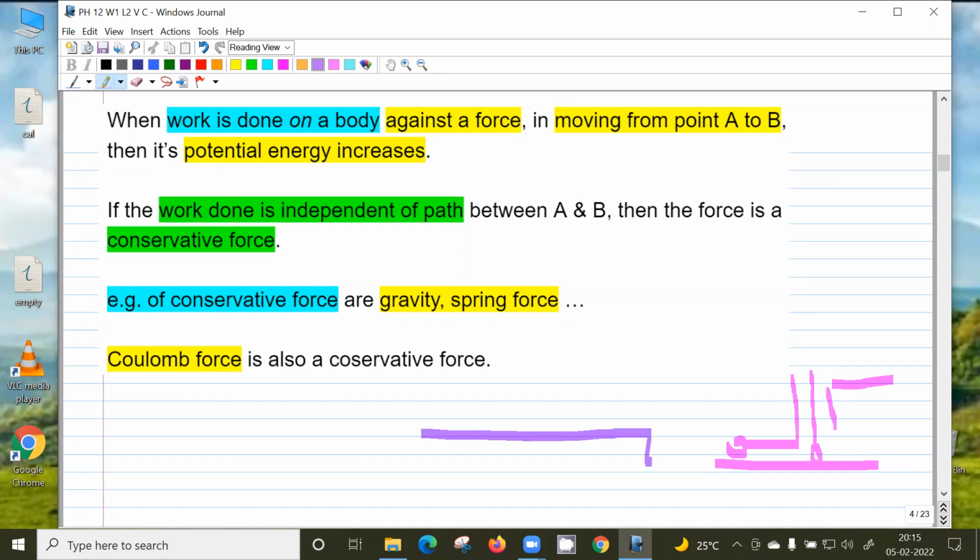Suppose this is Earth's surface and I have a mass like this, and I'm trying to move from point A to point B. I'm moving like this, and there is friction. Another path I'm moving like this, again the path has friction. So the energy spent on this path will be more, right? Because the path length is more.